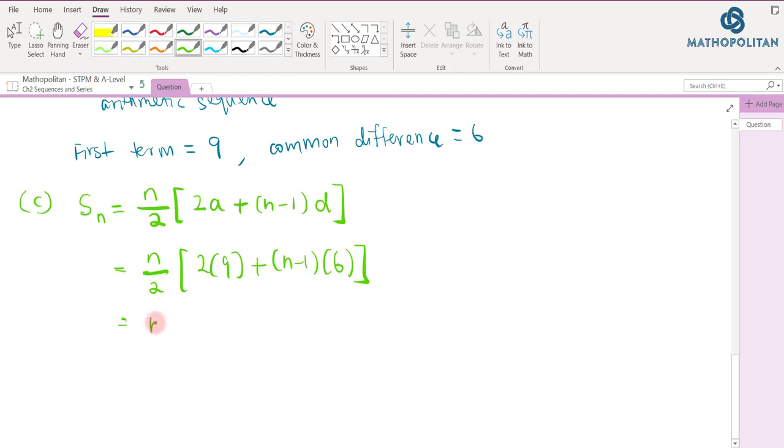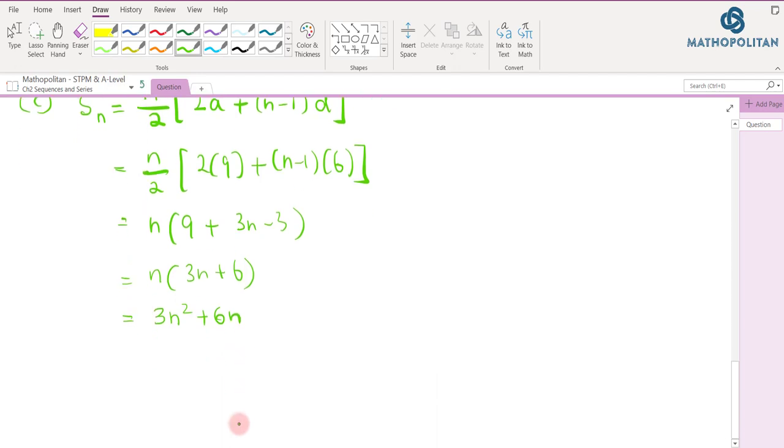18 divided by 2, that would be 9. And then here, 6 divided by 2, that would be 3. So that would be 3n minus 3. If you simplify further, that would be 3n plus 6. So this would be 3n squared plus 6n.